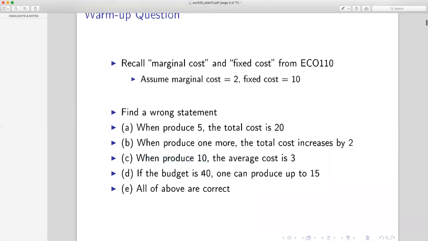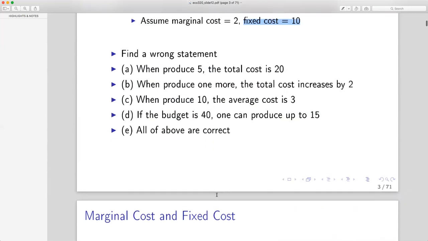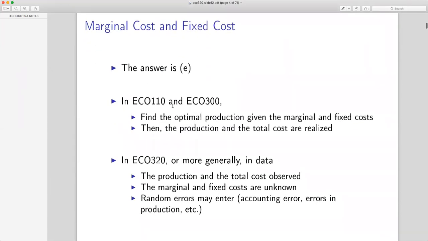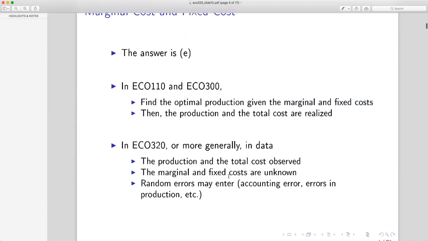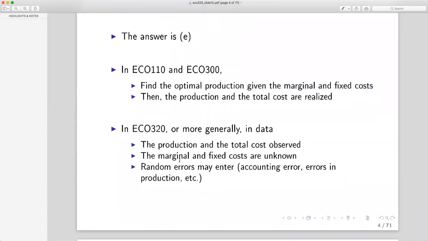If your budget is 40, how many can you produce? You subtract the fixed cost, so 40 minus 10 is 30. The remaining budget is 30, and you divide by 2, so you can produce up to 15. So the answer is E, everything is correct. In Econ 111 or Econ 300, you are able to find the optimal production given marginal and fixed costs, right? Those are your supply; the marginal cost equals the supply curve in Econ 110 and 111.